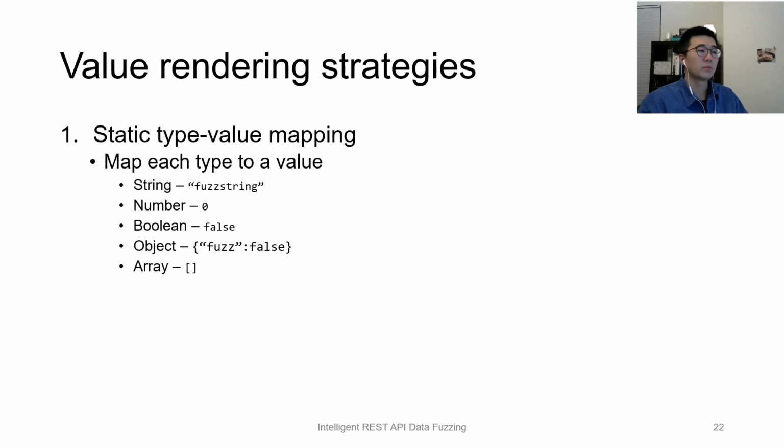In order to improve this situation, we propose different value rendering strategies to try to make things right. The first one is what we already had, a very basic approach that we used for all the previous experiments. It is to have a static type value mapping. So we just fill in the predefined fixed value for every node type. For example, we put a 0 for the numbers and we put false for booleans and so on. So this is the baseline approach.